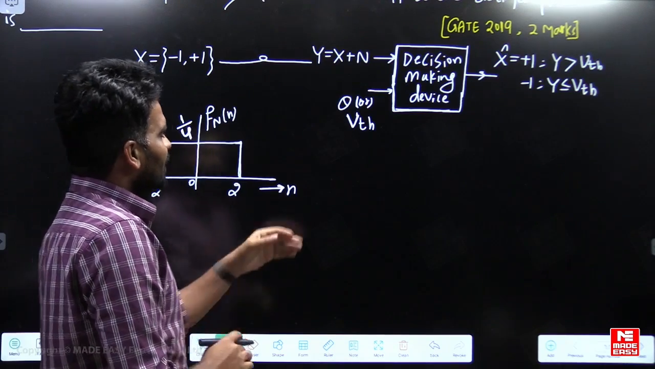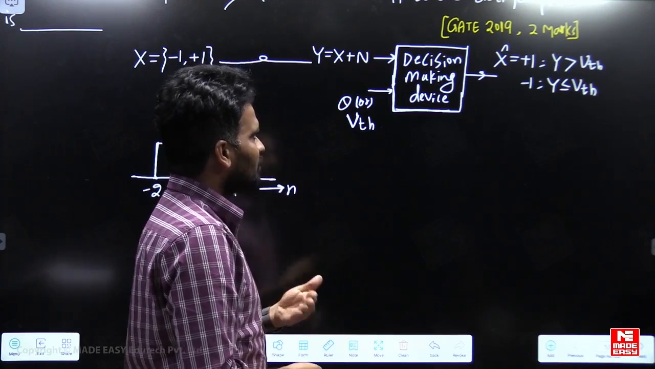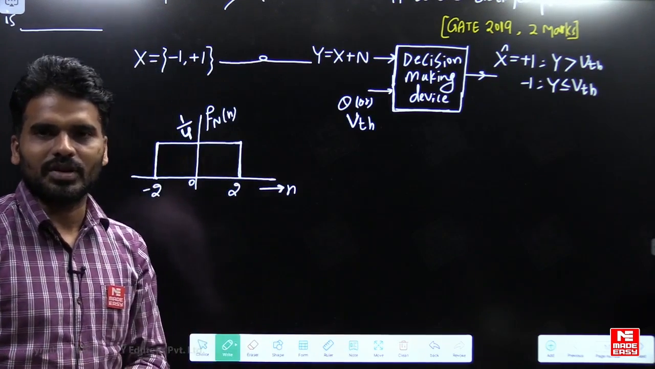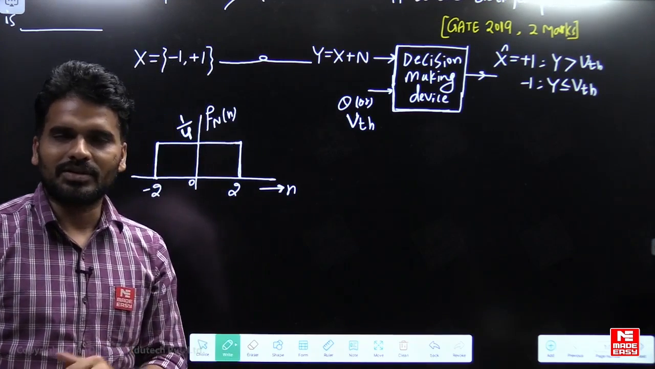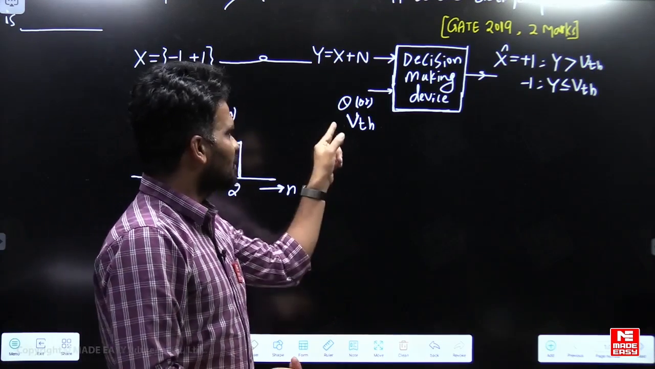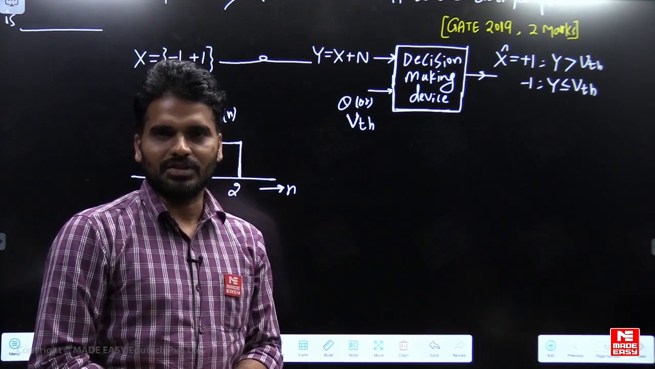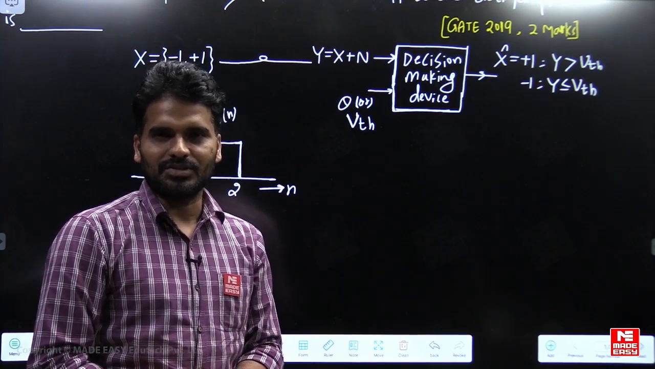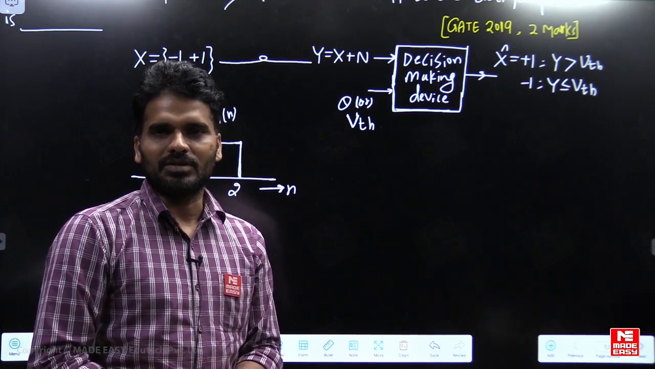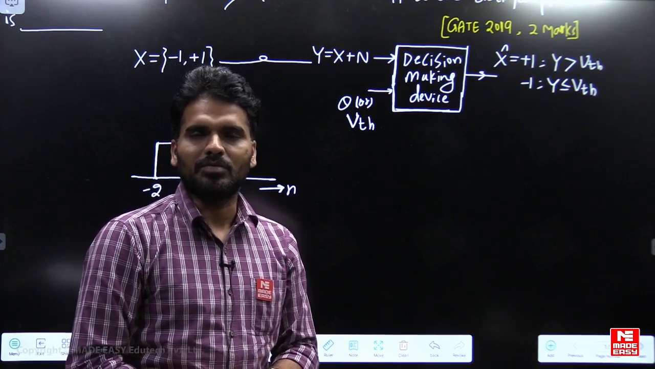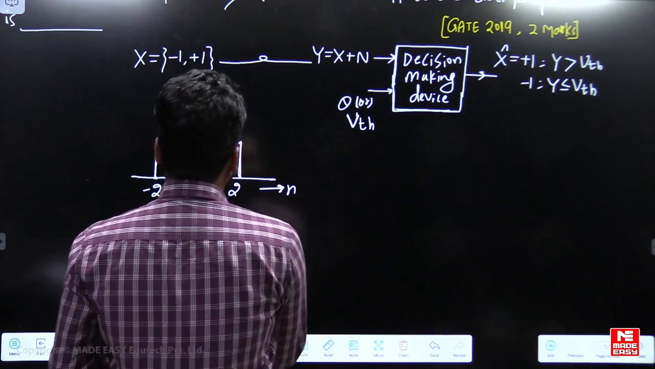Now first we have to find what this V threshold should be so that the probability of error we get is minimum. That V threshold we have to find out, and it is called the optimum V threshold. How to understand the optimum V threshold? It is the V threshold for which the probability of error we get is minimum. So let's find that optimum V threshold, and with that optimum V threshold we have to find the probability of error, and that will be the minimum probability of error for us. So let's find the optimum V threshold.